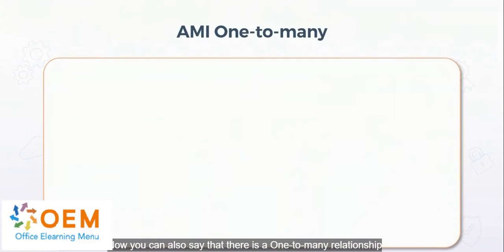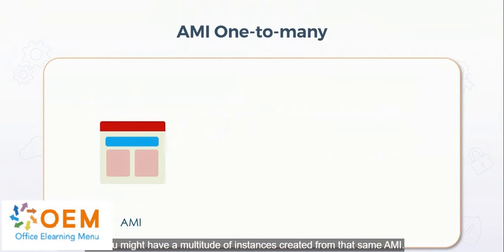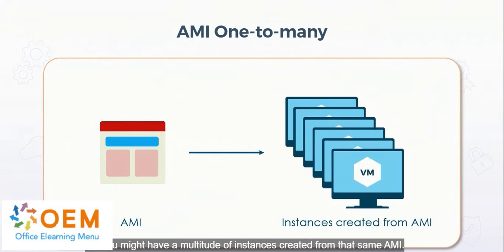Now, you can also say that there is a one-to-many relationship where you could have a single AMI, but you might have a multitude of instances created from that same AMI.